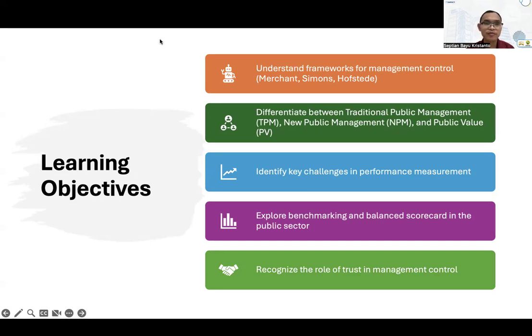The next objective is to identify the key challenges that should be addressed in our performance measurement. Then we make examples of benchmarking and information, including the balanced scorecard, which will be very useful in public sector institutions. And at the end of the sessions, we need to recognize the role of trust in management controls.